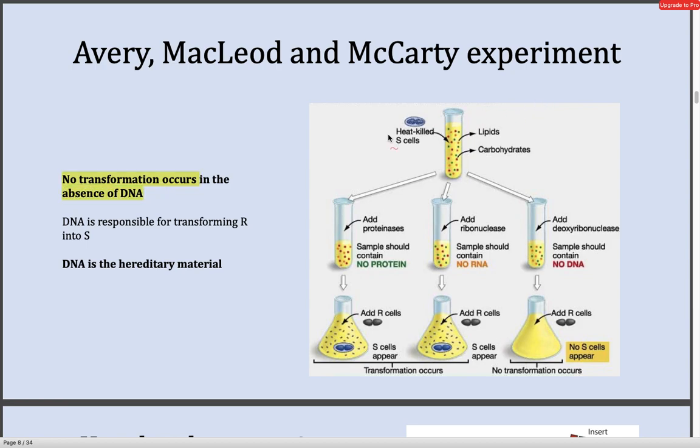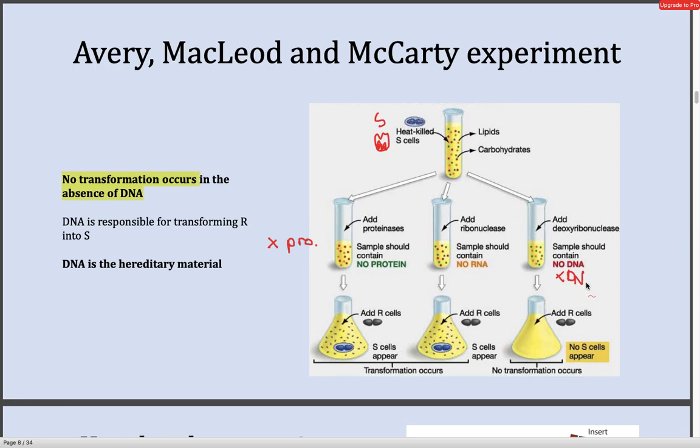In the first tube, they added proteinase, which means there should be no protein in the first tube. In the second tube, they added ribonuclease, which means there should be no RNA in the tube. And in the last one, they added deoxyribonuclease, which means there should be no DNA in the tube.